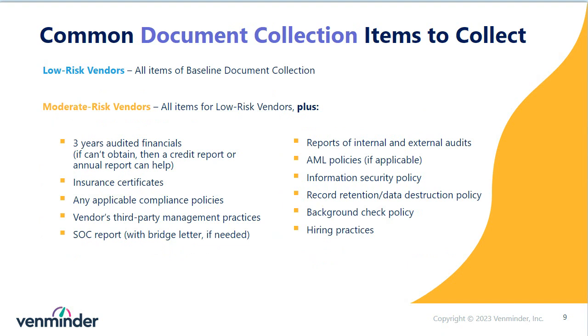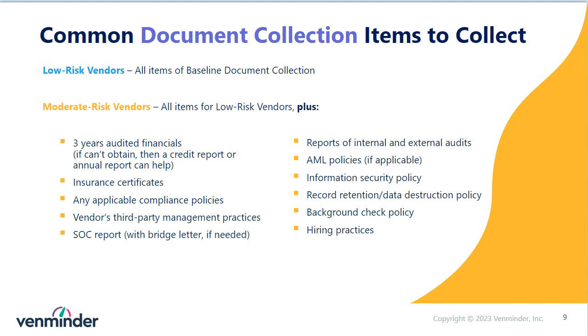Common document collection items to collect. All of the items in the previous list on slide number 8, they're the foundational or baseline due diligence that is still requested and reviewed. But for medium risk vendors, let's add in a few things, such as financials. These are not considered foundational. You can get a quick status of their payment history from Dun & Bradstreet or some other source, but once you move up the line in risk level, a financial review becomes far more important.